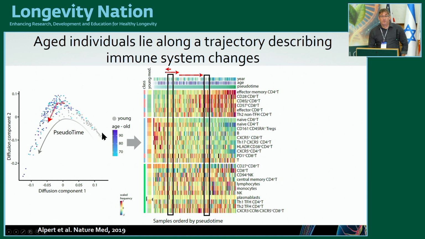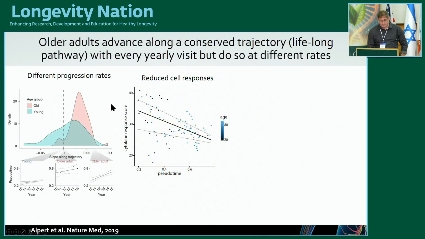And as I said, one of the really interesting things here is this is conserved. Despite the fact that if I queried here, we would all look very different, basically we all travel the same non-branched trajectory, this conserved developmental pathway, just at different rates.